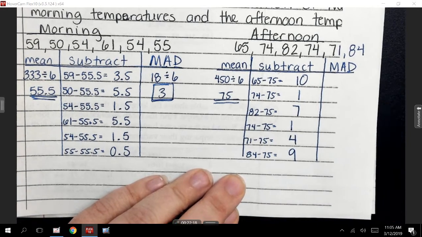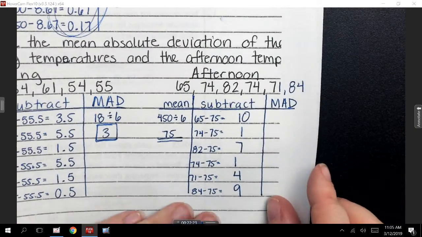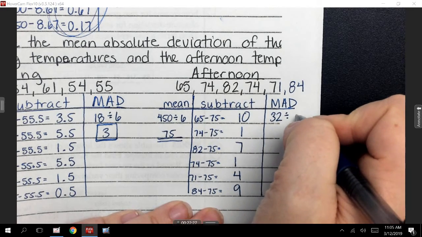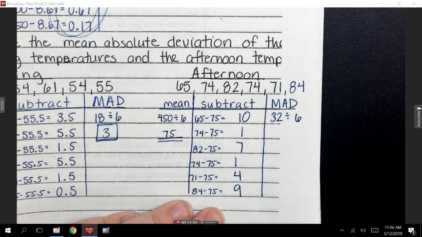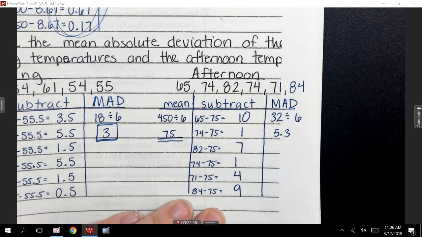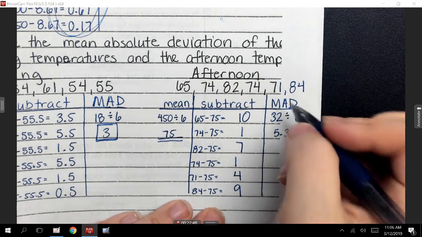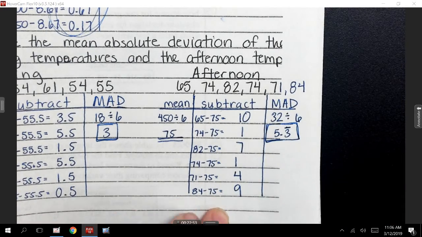Okay, we're ready for our MAD. What do I need to do, Camilla? Add them up. What do we get? 32. And then what am I dividing by here? 6. So what does my calculator say here? Carlos? So we get that 5.3 repeating. Now, guys, I got a couple questions for you. Is this money? No. Does it tell me to round? No. So can I use the bar? If it does not say money or if it does not say to round, we can use that bar.